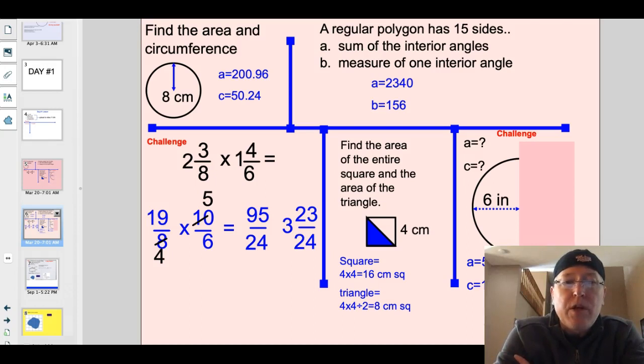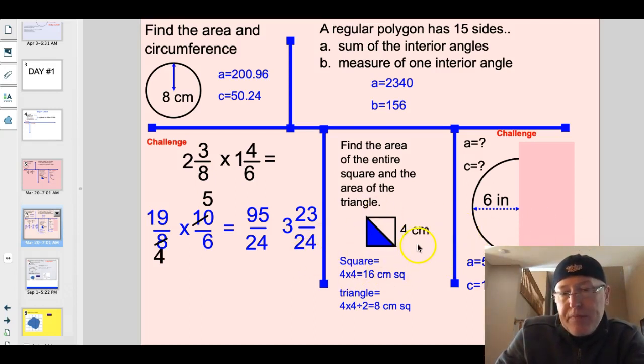The area would be 200.96 centimeters squared. The circumference would be 50.24 centimeters. The next one, the regular polygon. Well, if you subtract 2 from 15, you've got 13 times 180 degrees would be 2340. If you take that sum, 2340 divided by 15, you'll get the 156 degree angle because it's a regular polygon. The challenge problem, you should end up with 3 and 23/24.